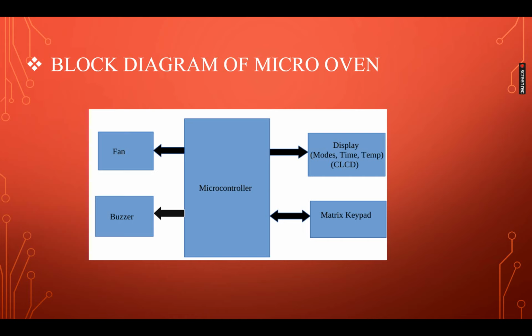This is the block diagram of the micro oven. The microcontroller is connected to the fan, buzzer, and input output devices. The fan is used to cool down the microcontroller, the buzzer is used to indicate the task is completed, and the display shows the time, temperature, and different types of modes. The matrix keypad is used to select the modes.